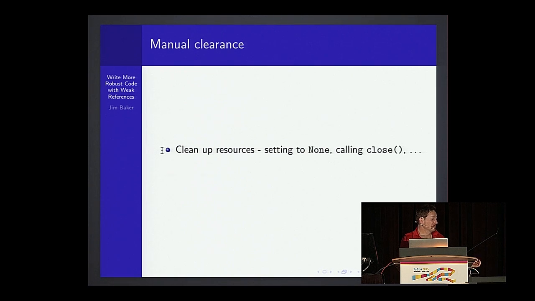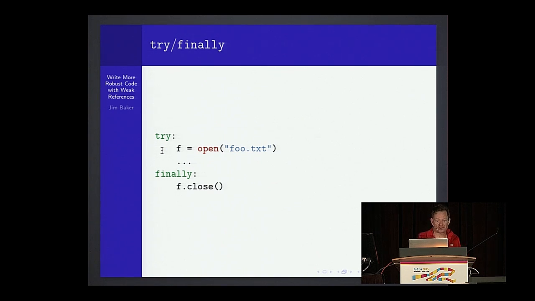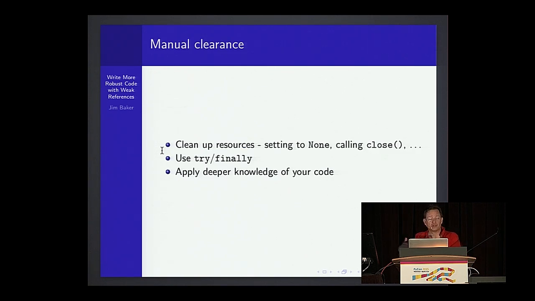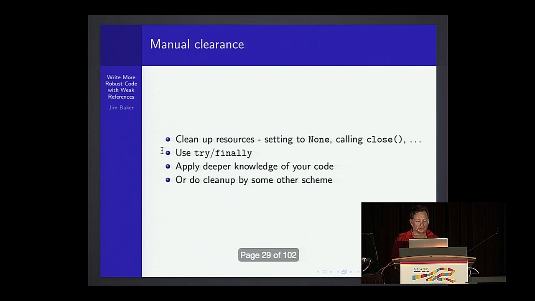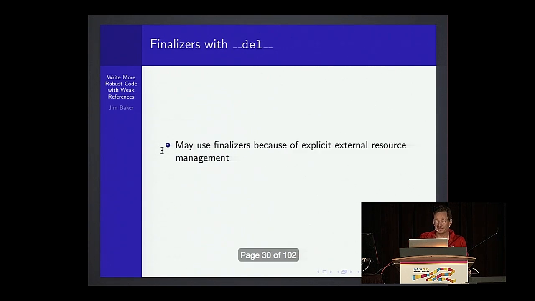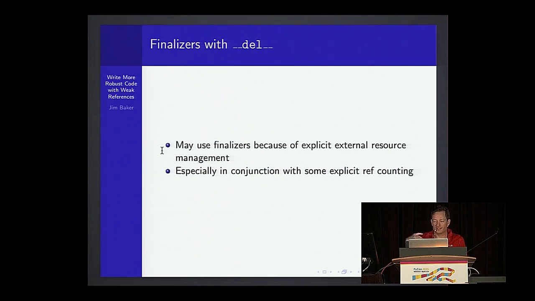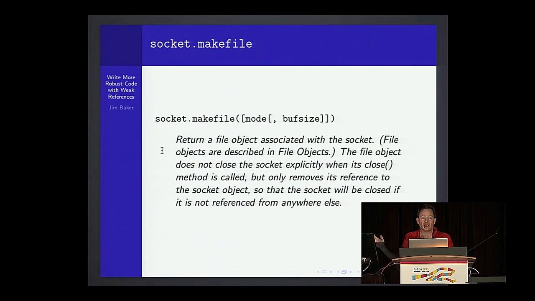Now, you can go and do manual clearances. This is very much like as if you were writing C code. You could use try finally, this sort of pattern, right? You can apply some deeper knowledge of your code, or you can do some cleanup by some other scheme. So you may go and use Dunderdell as a finalizer. And especially in conjunction with some explicit ref counting. So for example, socket makefile does do this.